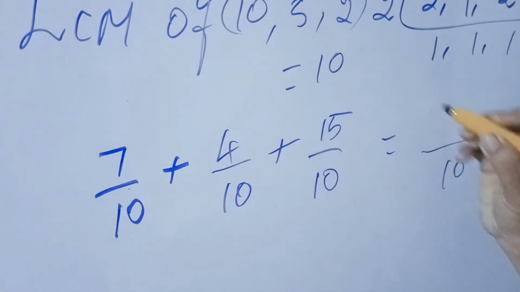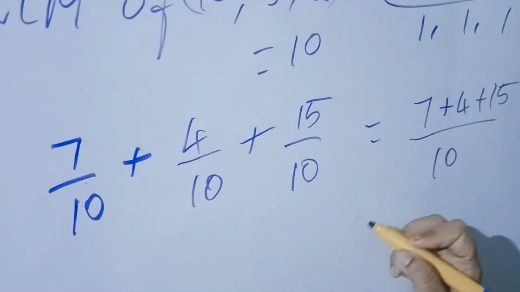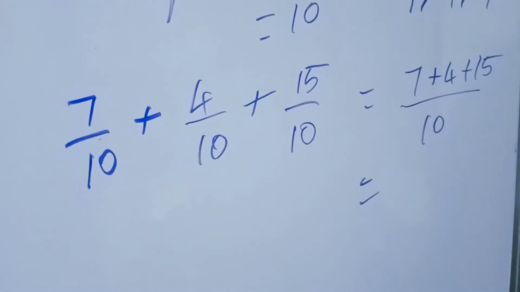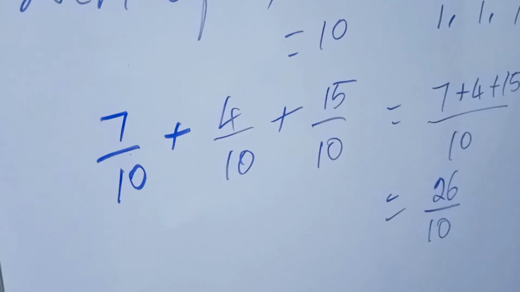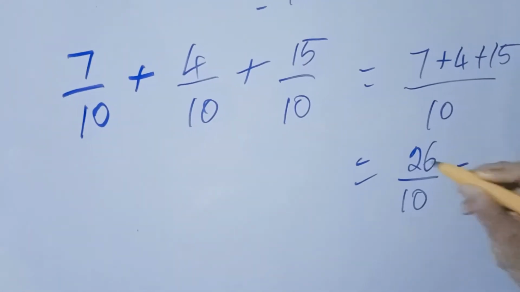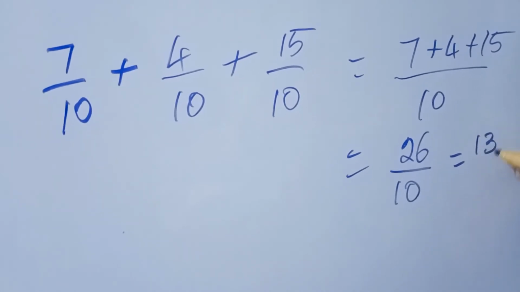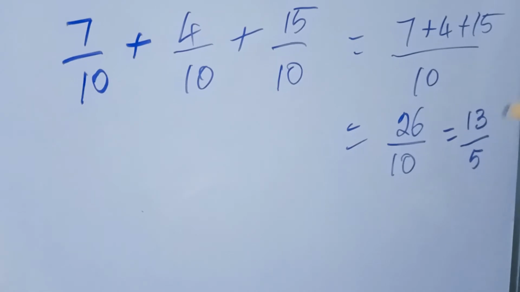10 is there. 7 plus 4 plus 15. What's the answer of this? 26. 26 by 10. Okay. Now I'm going to cancel this with the 2 table. That means 13 2s are 26 and 5 2s are 10. Okay. Then you can change it into a mixed fraction.